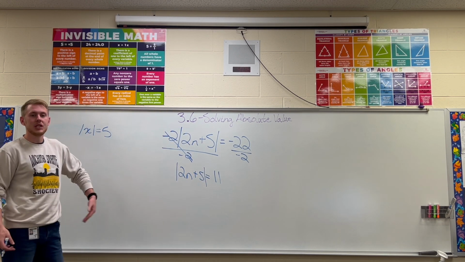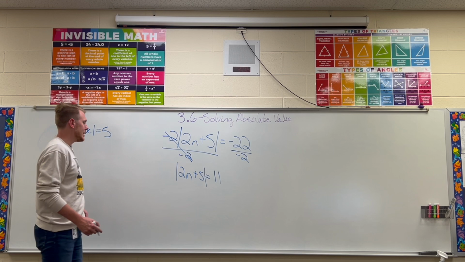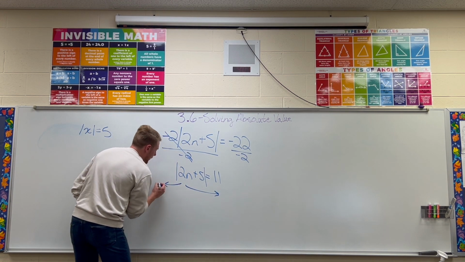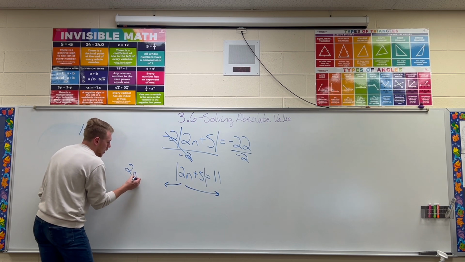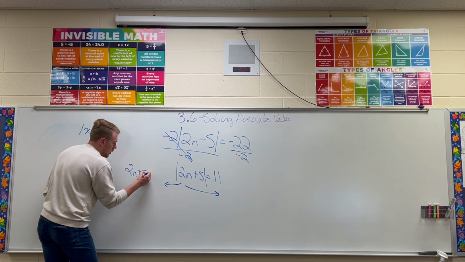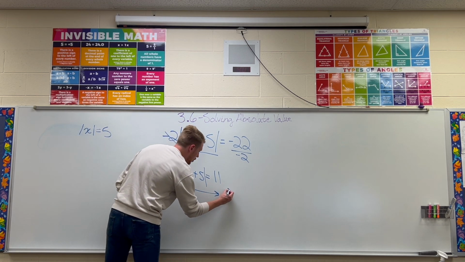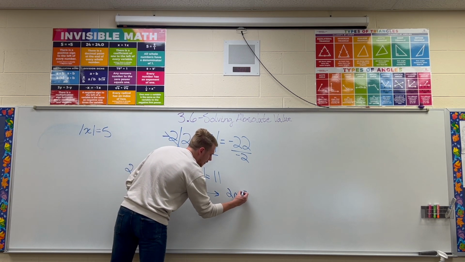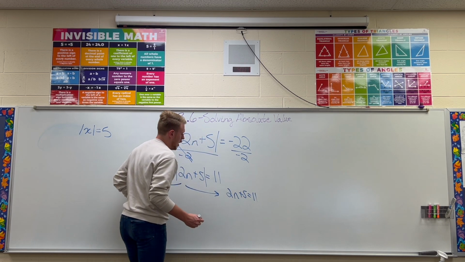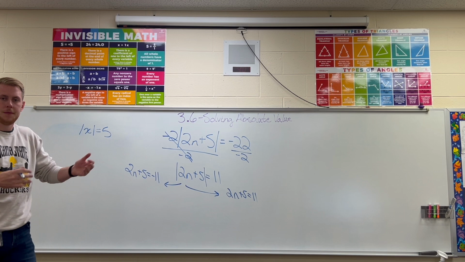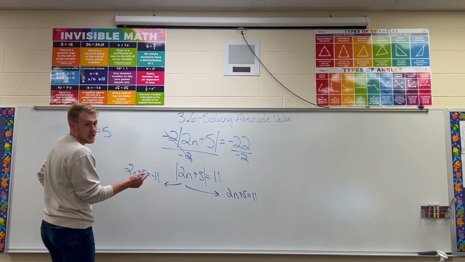Okay, so how do I solve this? It's pretty easy. I just break it up into two equations. My first equation is 2n plus 5 equals negative 11. My other one is 2n plus 5 equals positive 11. So I just take what it's equal to and I set it to two different numbers, a positive form and a negative form. And then I solve.